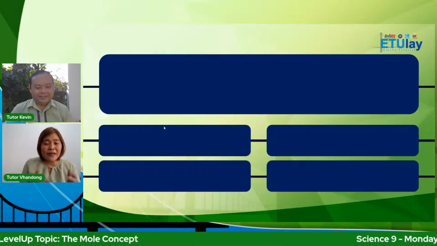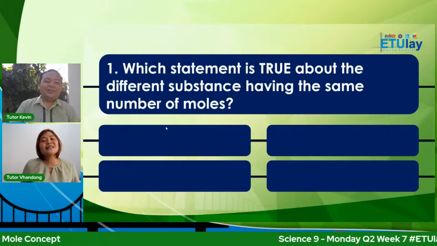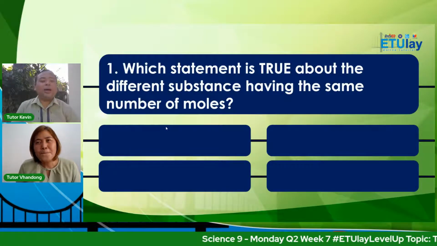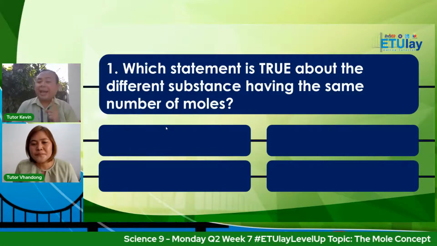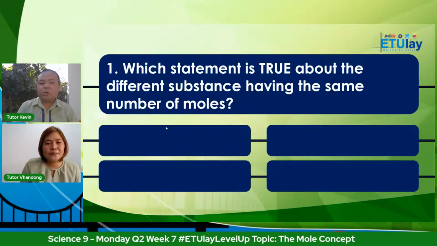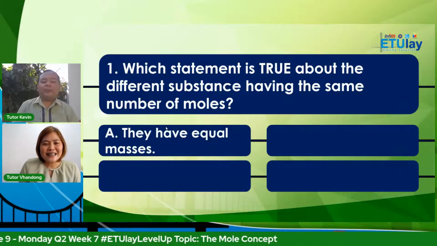Alright, Tutor Kevin, let's proceed with the first question. Which statement is true about different substances having the same number of moles? Is it A, they have equal masses?